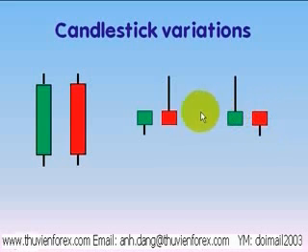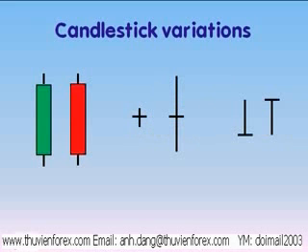For example, the narrow range bodies here, when compared with the wider range bodies here, indicating less of a difference between the open and closing prices. And in some cases, there will be no real body at all, indicating the open and close price at exactly the same price. This is commonly referred to as a doji.